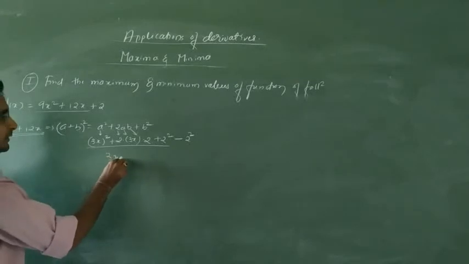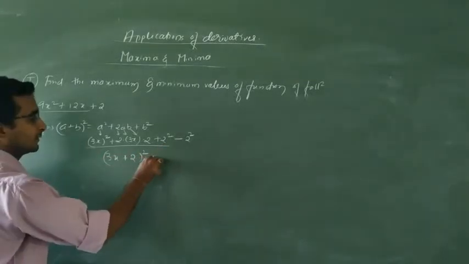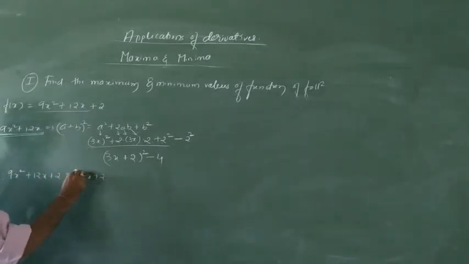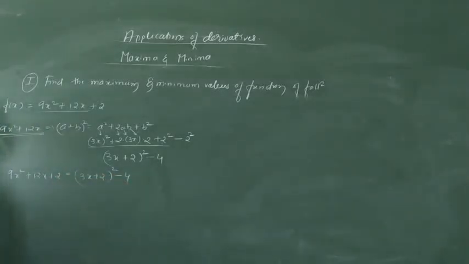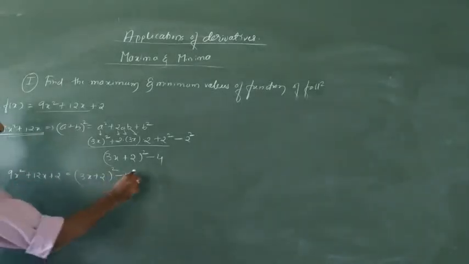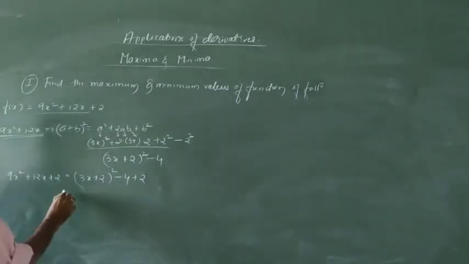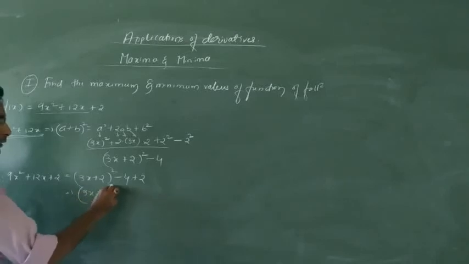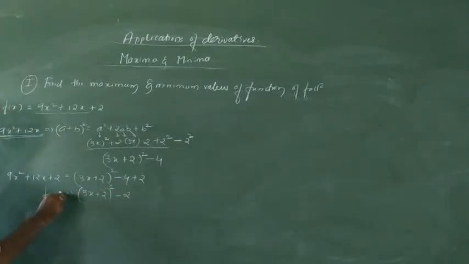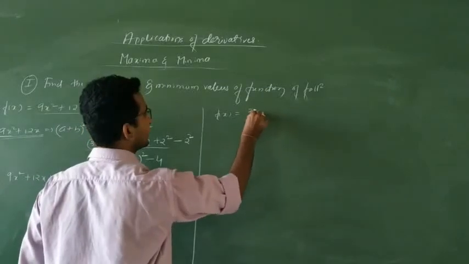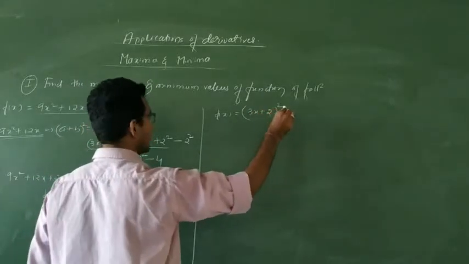A perfect square, it means 3x plus 2 whole square. This is minus 4. Therefore 9x square plus 12x plus 2 is 3x plus 2 whole square minus 4 plus 2. So here it is 3x plus 2 whole square minus 2. Now this is your f of x. So here also we get the perfect square. Therefore f of x is 3x plus 2 whole square minus 2.